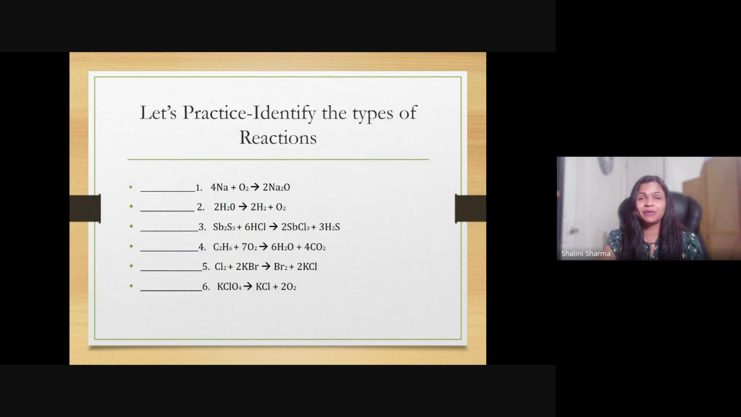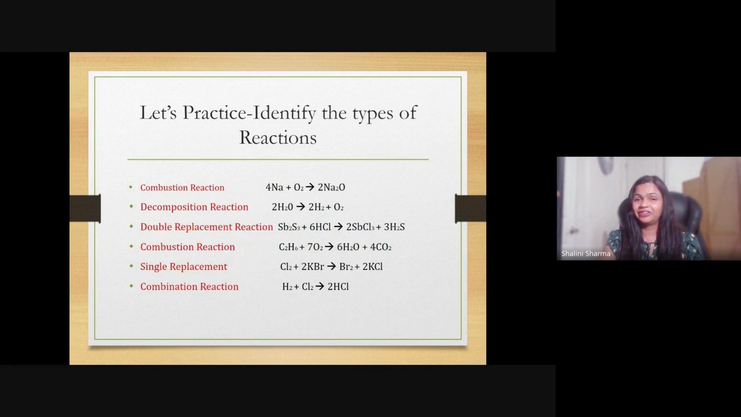All right, it's time to practice and see how much we understood, and we're going to get some mastery after practicing. You can pause the video and practice these examples. There are blank spaces provided here. Try to fill those out and see if you are able to identify these reactions. All right, let's look at the answers now. So here are the answers.